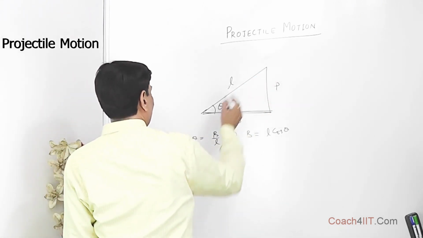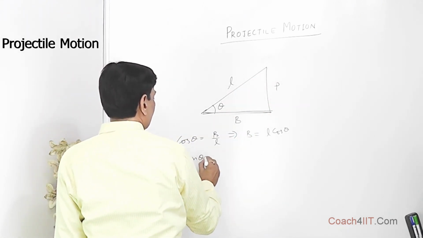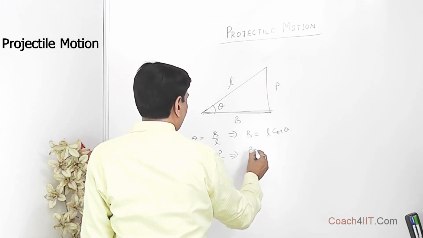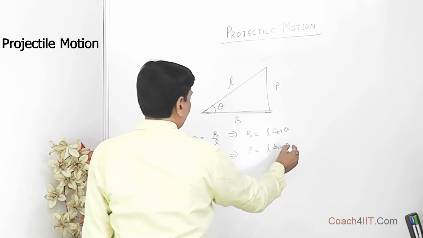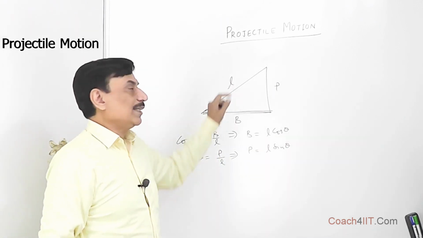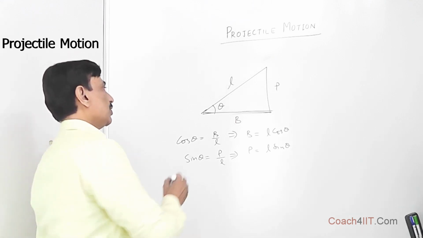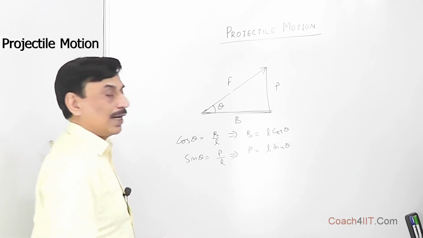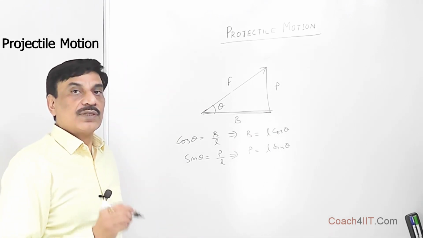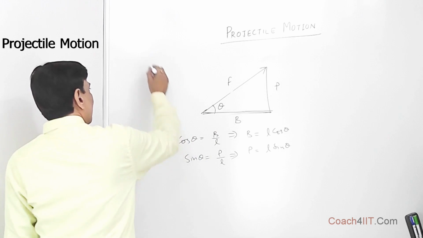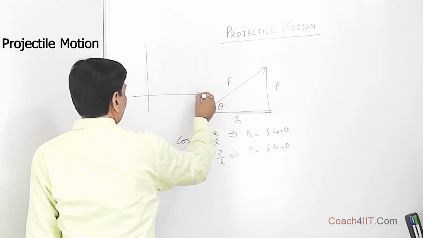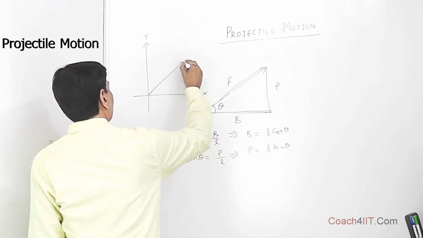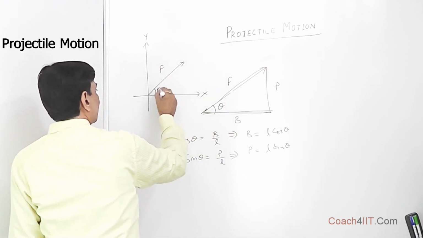Similarly, perpendicular by hypotenuse, that is sin theta. So it is P by L. So this implies the value of perpendicular is going to be equal to L sin theta. Suppose instead of this length, we have a force which is being applied in this direction, and we are interested in finding its rectangular components. So if we take this as x-axis, this as y-axis, this force, we draw it over here, this is F and this angle is theta.